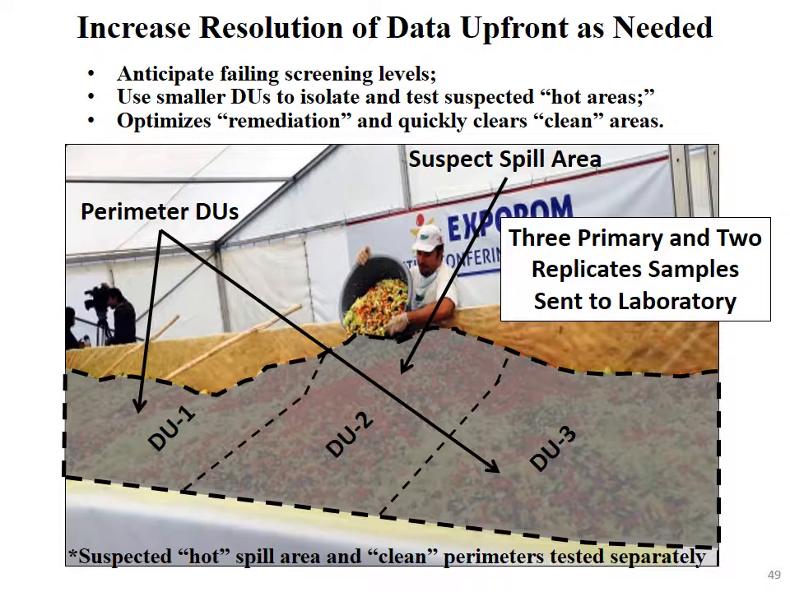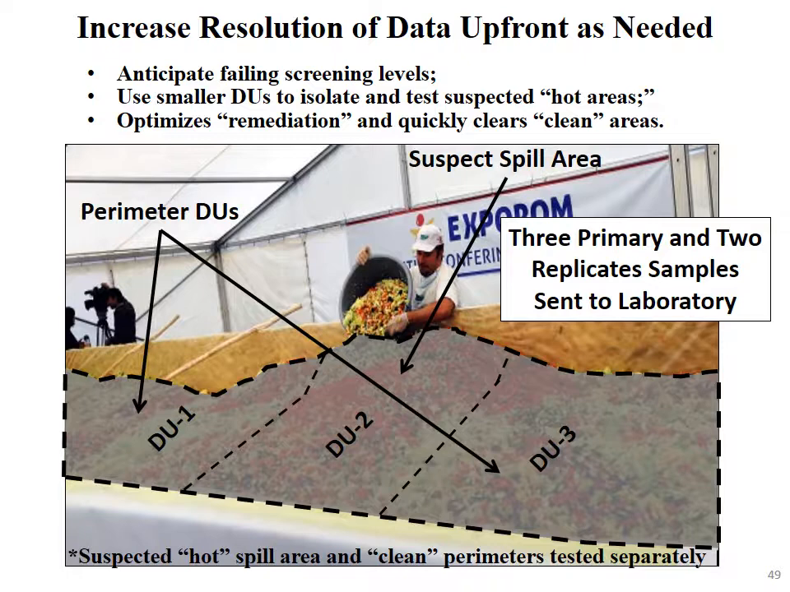So you want to keep the DU as small as possible, just so you can minimize the amount of soil, or in this case salad, that you may have to dispose of. Now, on either side of this suspect spill area, you'll designate perimeter DUs. In these areas, you're hoping that the concentration of tomatoes or PCBs in soil is going to be lower than your screening level, so lower than the level of concern, and these will be flagged as clean.